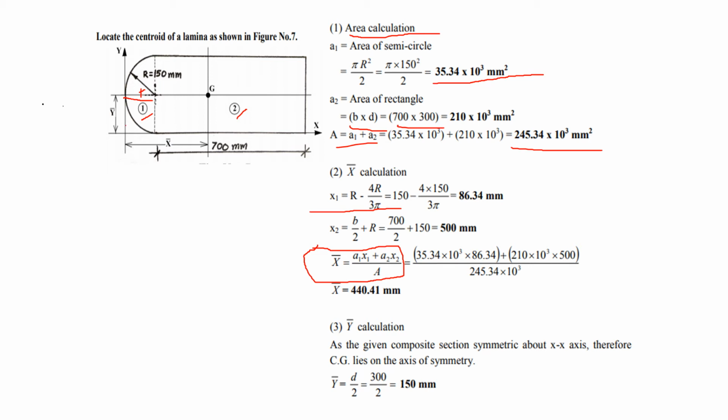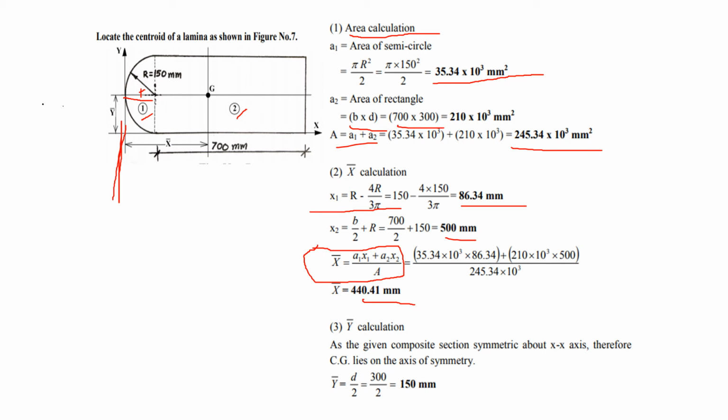From this we take this line as reference. So this radius plus b by 2, that is half of the length of the rectangle. So x2 is 500 and x1 is 86.34. When we put these values in x bar equation, we got answer 440.41 mm. Then we will do y bar calculation.